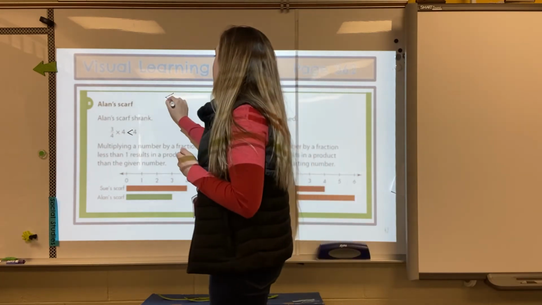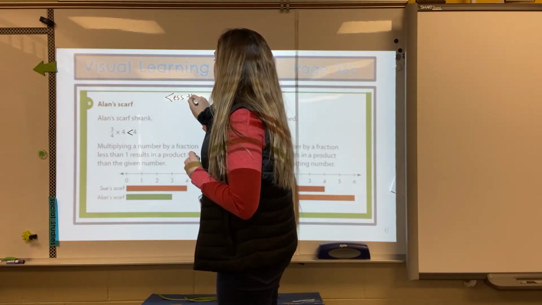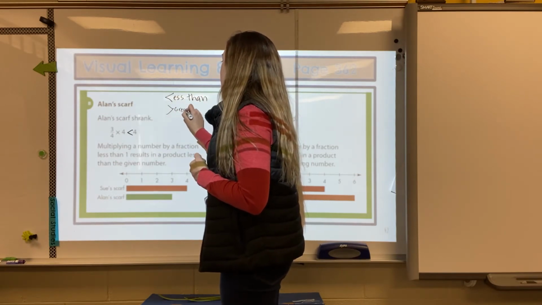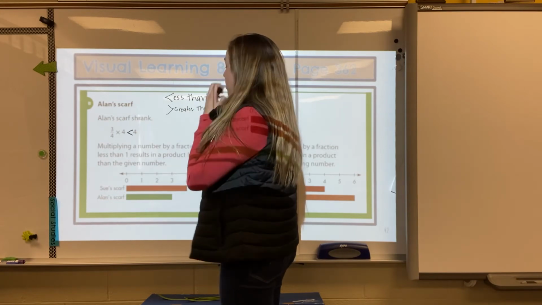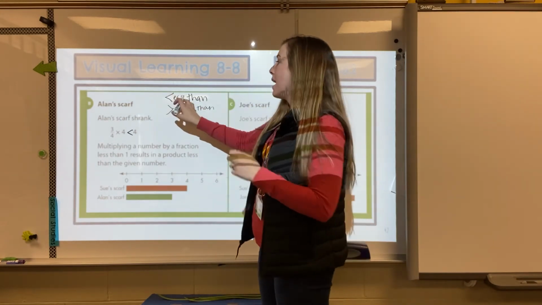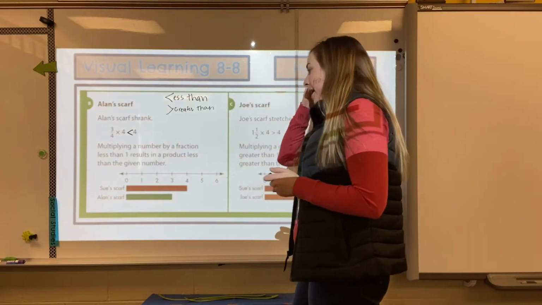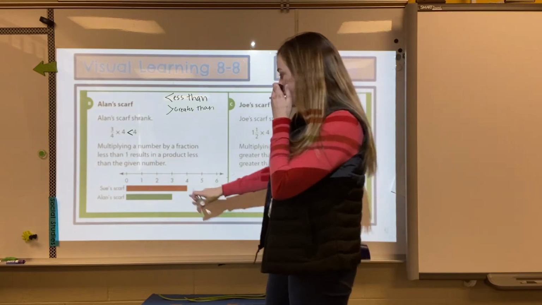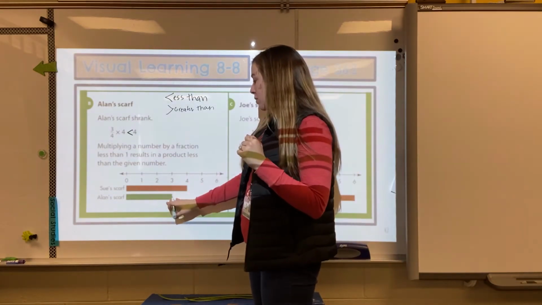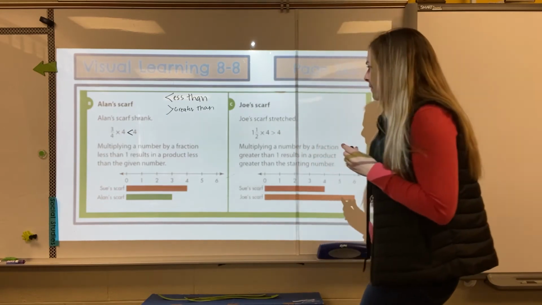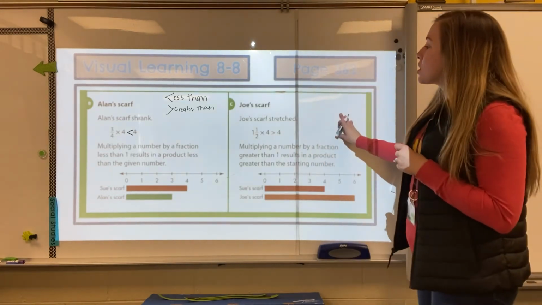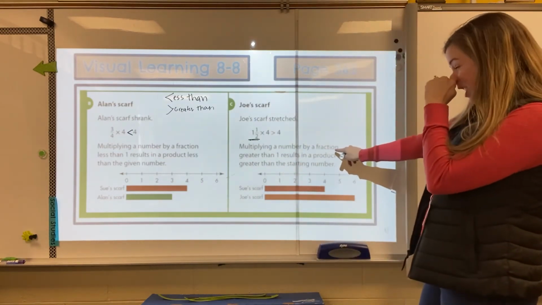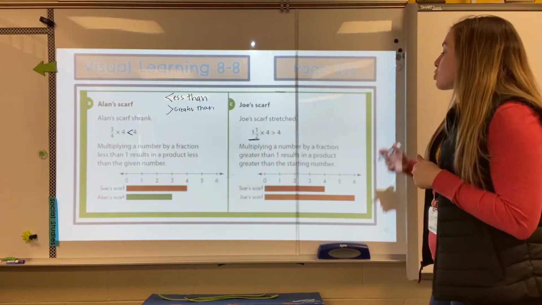And remember, I like to write it like with that little guy, and then you know that this is your greater than symbol. I don't have a little trick for that one, but this can be an L for less than. Multiplying by a fraction less than 1 results in a product less than the number given. So if we have Sue's scarf here, Alan's scarf is only going to be 3 feet, I think they were in feet. Joe's scarf is stretched because they're multiplying it by a number greater than 1.